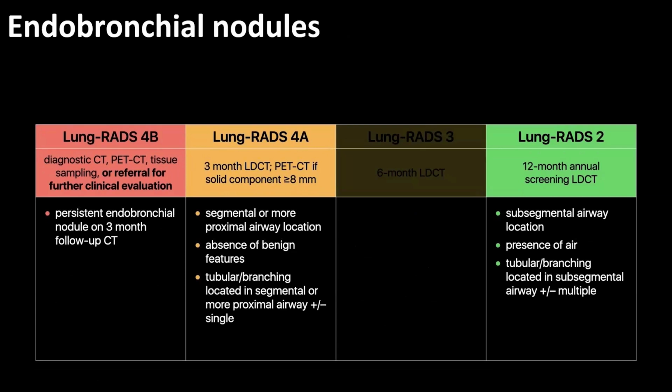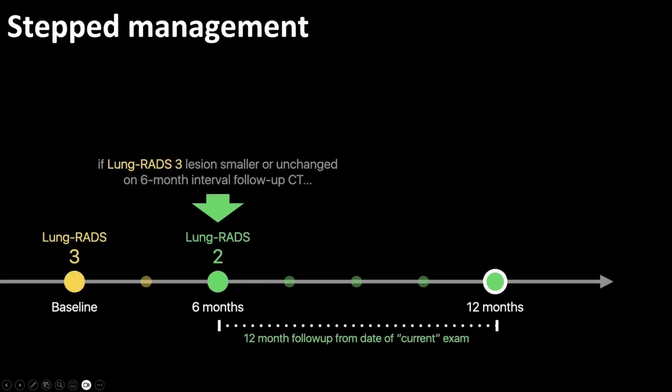Now, endobronchial nodules also have a different category as far as nodule management. The more proximal the nodule is, the more you're worried about it. If you see an endobronchial nodule that persists on follow-up imaging, it becomes a Lung-RADS 4B, and then you can decide whether it goes to bronchoscopy or how you want to manage that nodule. And obviously, if it has presence of air, then you think it's mucus, or if it's in the subsegmental airways, those are things that are benign, and so you think of that as Lung-RADS 2.